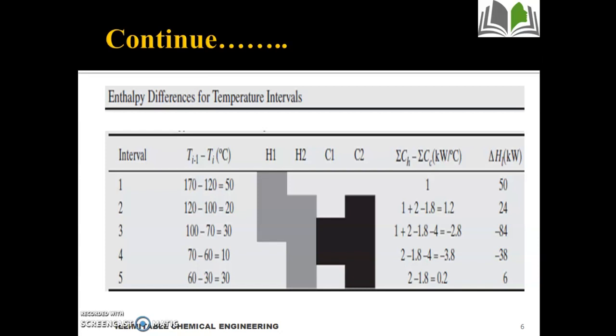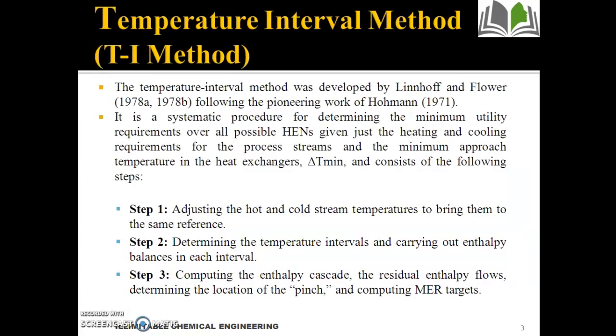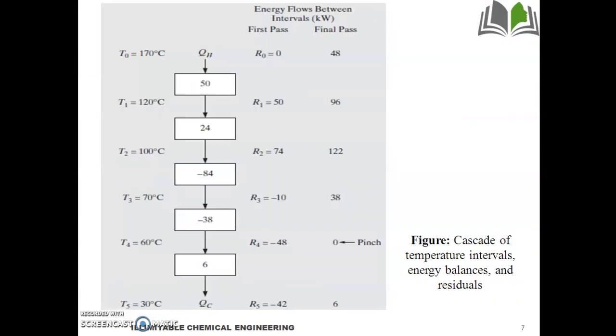Now our next step, what is the last step? Computing the enthalpy cascade and residual enthalpy flows. With the enthalpy flow we need to determine the location of the pinch. So this is the last step. This is the cascade of temperature intervals, energy balance, and residuals, right? This is the last step of the temperature interval method. First, delta H1 enthalpy is written here, 50, delta H2 is 24, delta H3 is minus 84, delta H4 is minus 38, and delta H5 is 6.